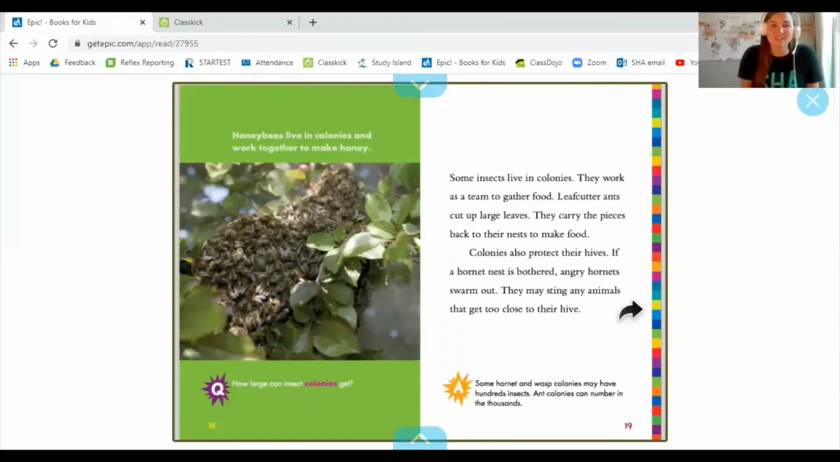Honeybees live in colonies and work together to make honey. Some insects live in colonies. They work as a team to gather food. Leafcutter ants cut up large leaves. They carry the pieces back to their nest to make food.